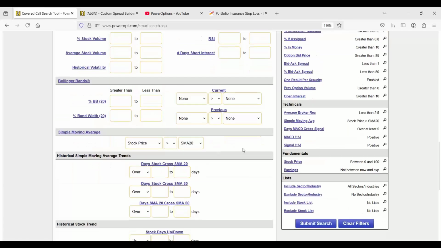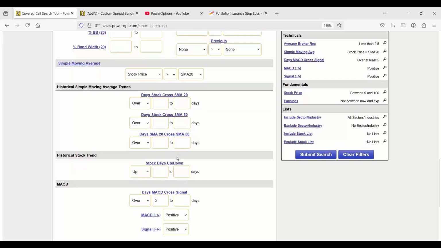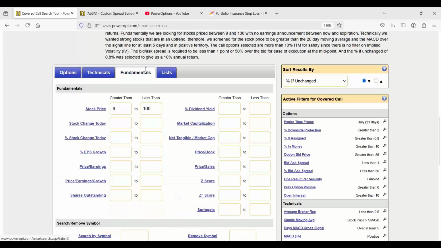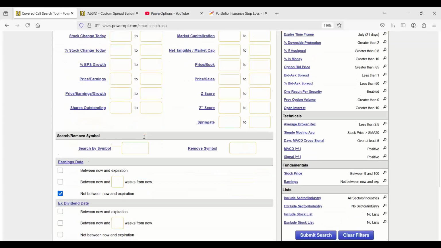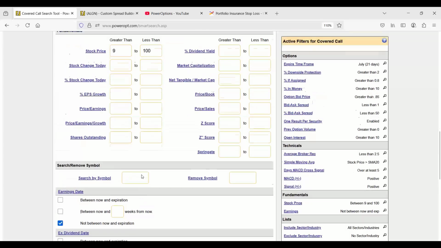and power options. Stock trading in an uptrend, simple moving averages, my apologies folks, historical trends, and MACD as well. And basic fundamentals, of course: market cap, screening for dividend stocks, earnings per share growth, PEG ratios, price per share, avoiding stocks that have earnings between now and expiration, or looking specifically for stocks that have earnings between now and expiration, which might be used for your long straddles or your long strangles. And same thing for the ex-dividend date.